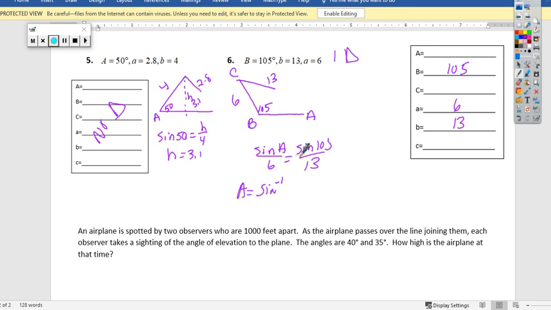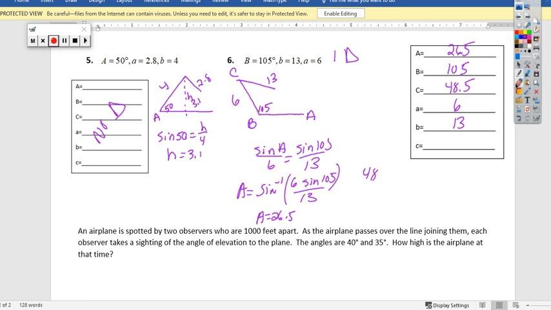The inverse sine, multiplying this way, divided by 13. And when I do that, I find angle A to be about 26.5. And we can put that right in the middle because we know we only have the one triangle. To find the third angle, we subtract 180 minus the 26.5 minus the 105 leaves us with 48.5. And the last step would be to find side C using this angle over here.